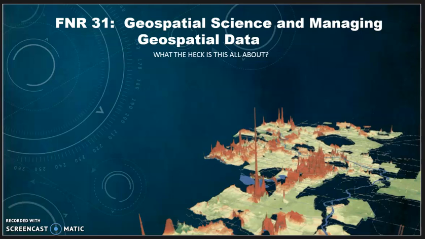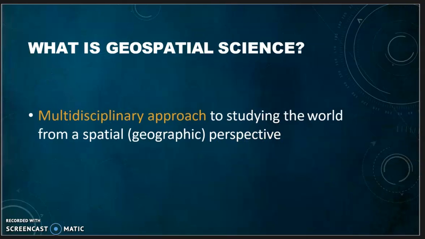Okay, geospatial science and managing geospatial data. What the heck is this all about? What is geospatial science? Geospatial science is a multidisciplinary field of research and application using geographic information and technology to answer specific questions as they relate to space and time. There are 5 subfields categorized into primary and secondary geospatial sciences.